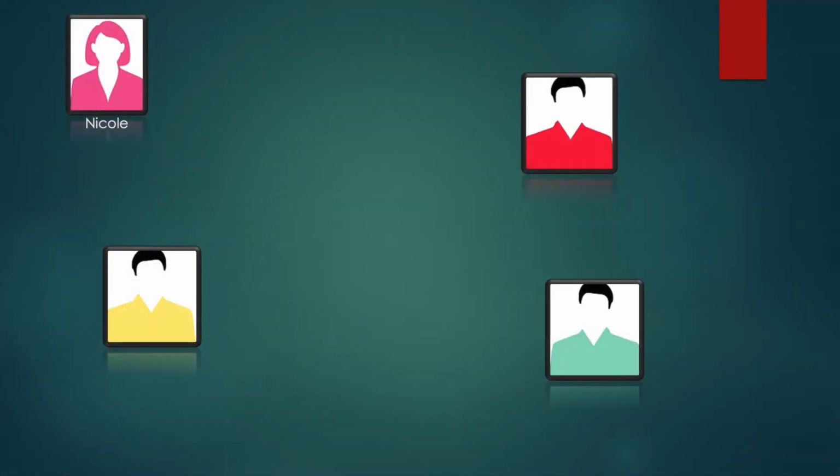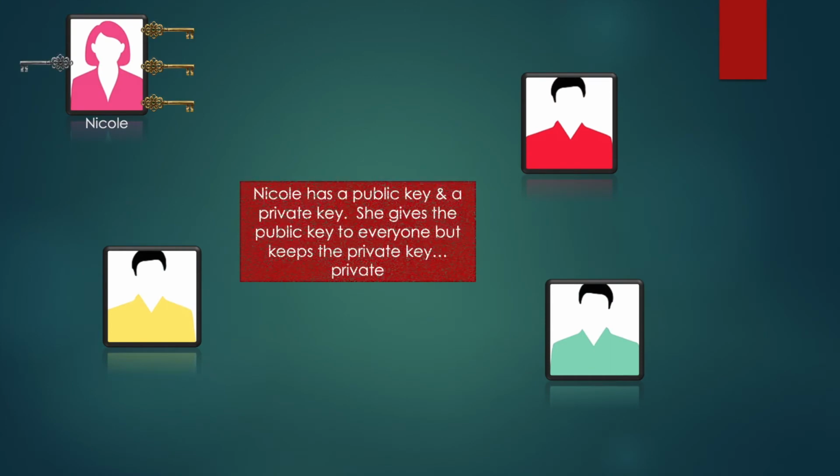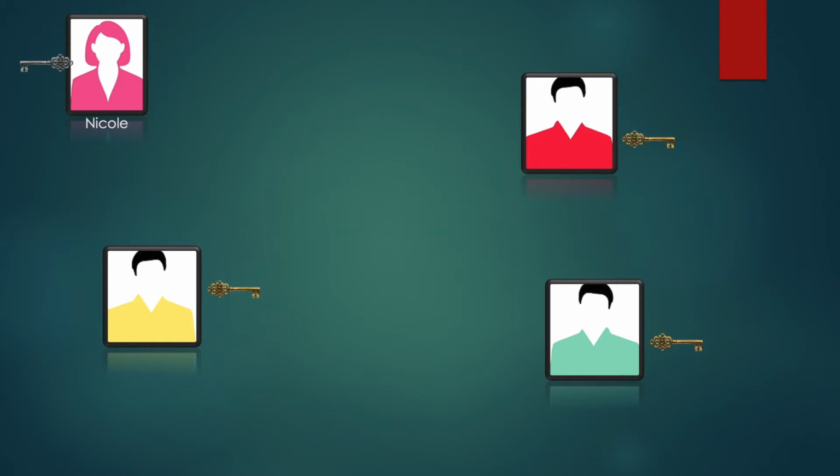Okay, so on to look at an example here. First of all, we have Nicole on the top left of the screen, and Nicole has a public key and a private key. She gives the public key to everybody and keeps the private key private. So on the left-hand side of Nicole, we have Nicole's private key, and on the right-hand side, we have the public key. So that public key is distributed to everybody across the network.